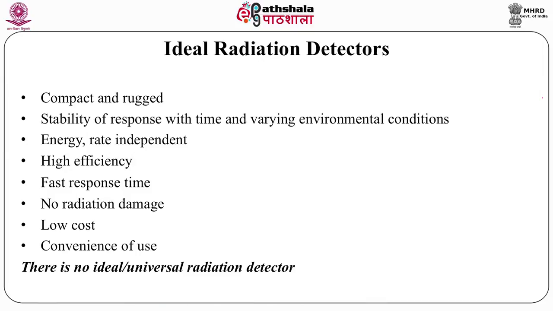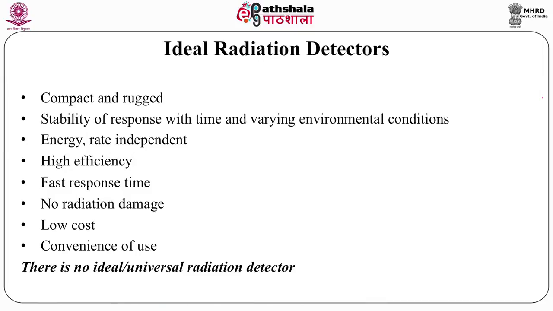Now, what should be an ideal radiation detector? Everybody would like to have a detector which can be used in any situation, any condition. That detector should have properties such as being compact and rugged, and its response should be stable with time. Even changing environmental conditions, for example, high humidity or high temperature, should not change its response to radiation. Then, it should be energy independent: whatever radiation we are using, the dose it shows should be independent of the energy of the radiation. Similarly, at whatever rate the radiation is falling on it, its integral response should be independent of the dose rate.